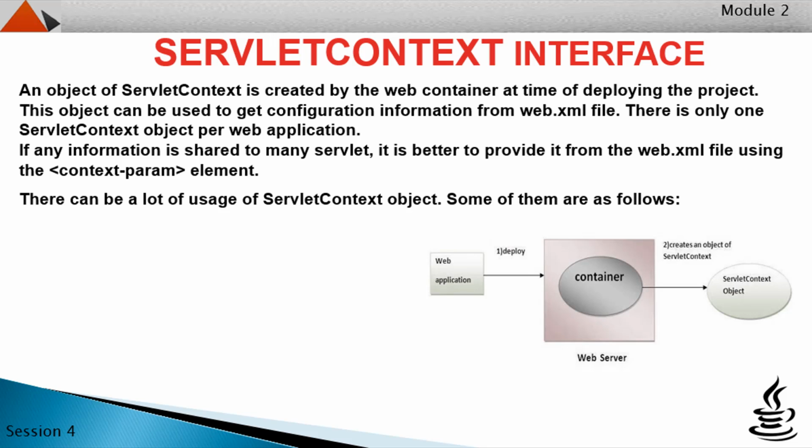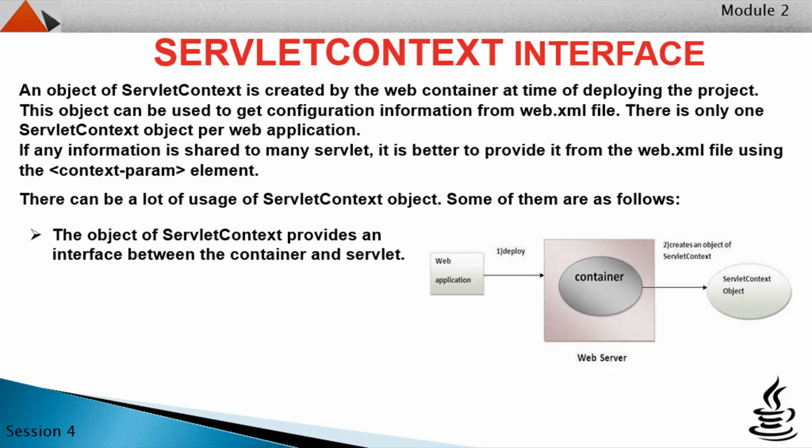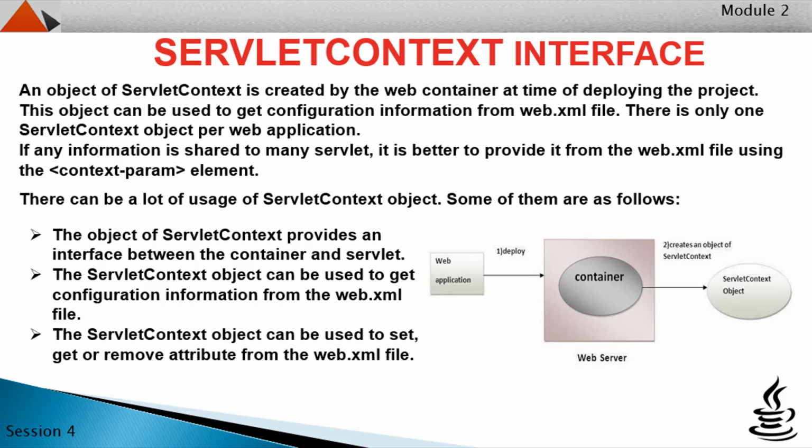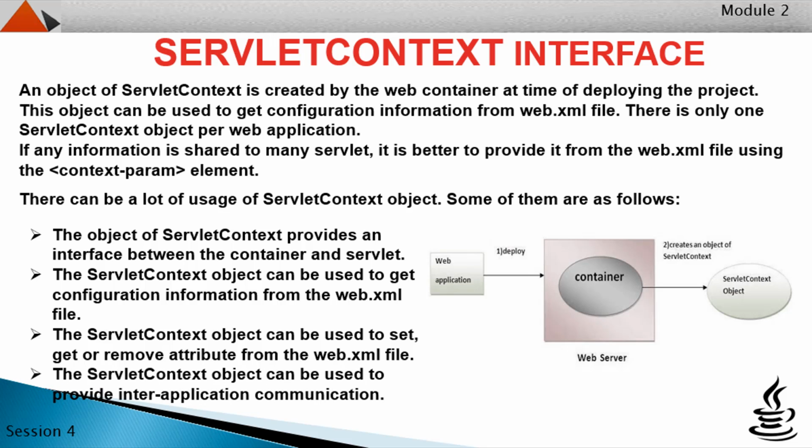There can be a lot of usage of the ServletContext object. Some of them are as follows. The object of ServletContext provides an interface between the container and the Servlet. The ServletContext object can be used to get configuration information from the web.xml file. It can be used to set, get, or remove attributes. And it can be used to provide inter-application communication.